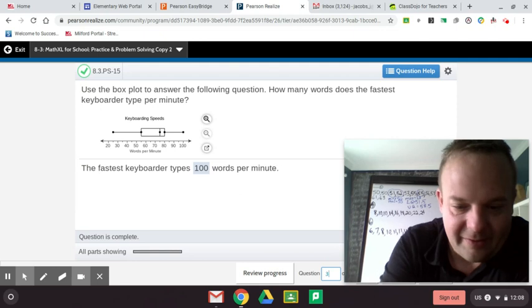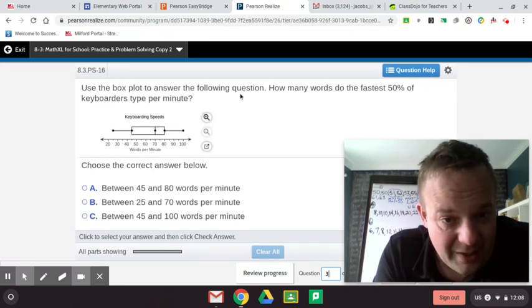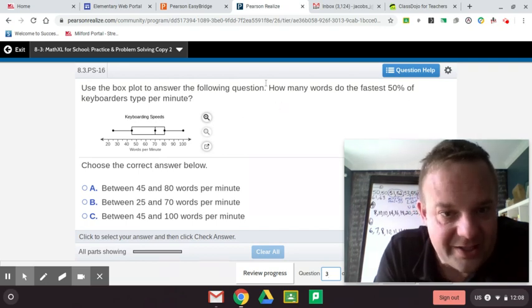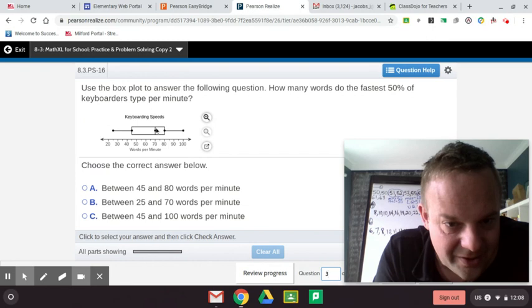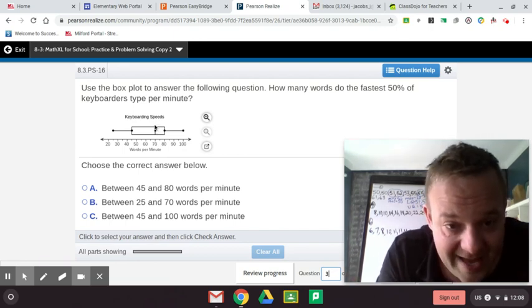Okay, guys. 3, we're rocking and rolling. We're getting it done. Use the box plot to answer the following question. How many words do the fastest 50% of the keyboarders type? So this would be the slowest. From here to here is the slowest. Yours might say slowest, by the way. The fastest would be the median 70 to the fastest 100. So 70 to 100.